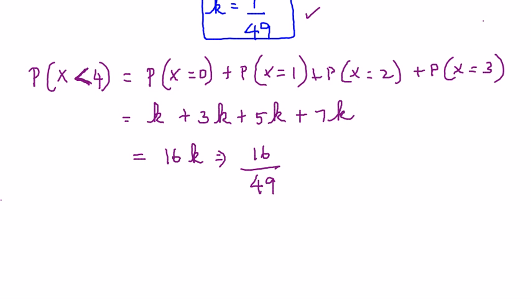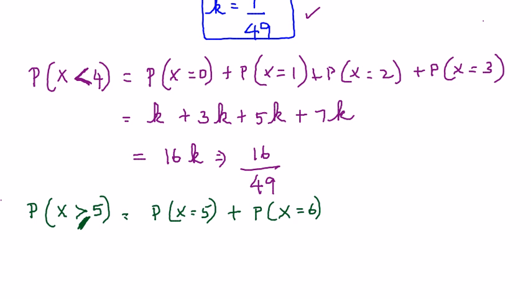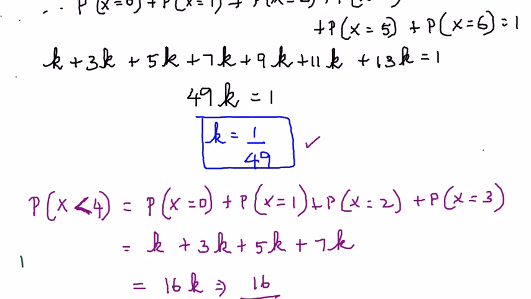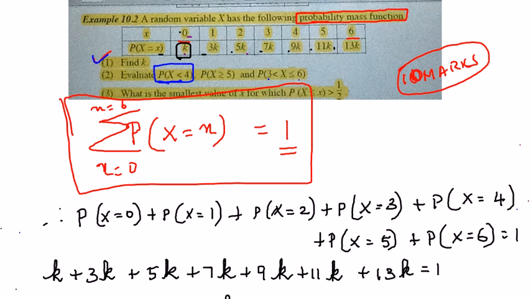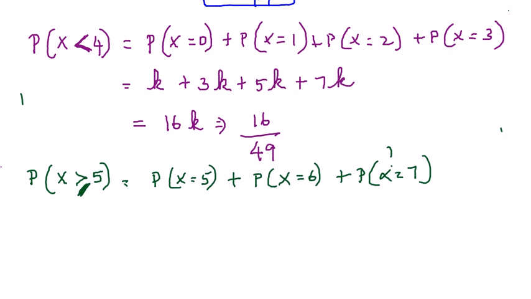Likewise, let us now do p of x greater than or equal to 5. That will be nothing but p of x equal to 5. I'm including 5 here because he says p of x greater than or equal to 5. So p of x equal to 5 plus p of x equal to 6. Can I say p of x equal to 7? No, because the possible values of x are only between 0 and 6 here. See? Right? So let me erase this off.